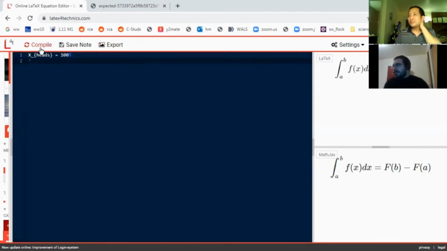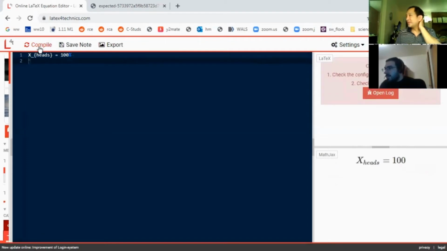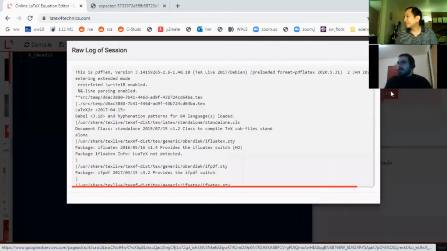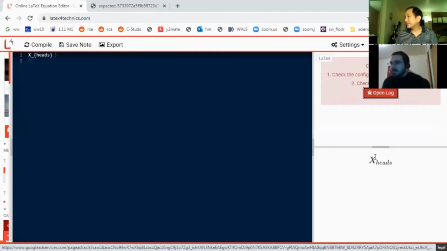I don't know why it's not populating on the side. Oh, I'll do compile. All right, so let's just start with this. Let me just compile. Okay, yeah, it's on the right side. MathJax likes it. This is a little bit obnoxious, it's rendering it down here on the lower right. So X heads equals 100%. Now let's do a compile. All right, it likes it. Yeah, equals 100.